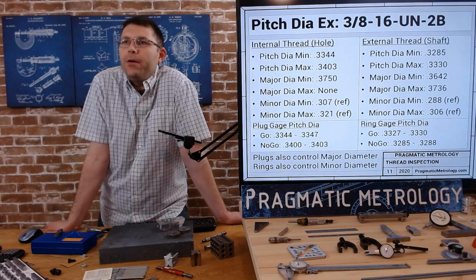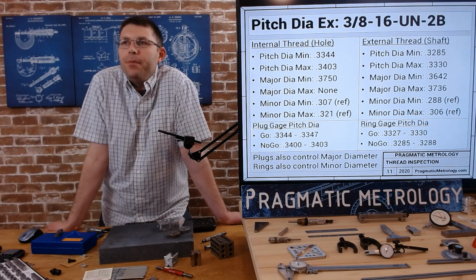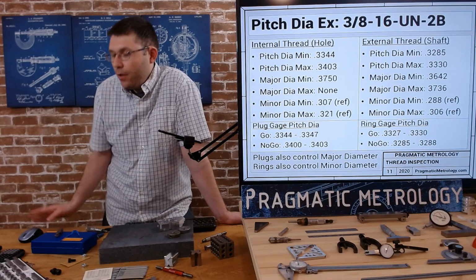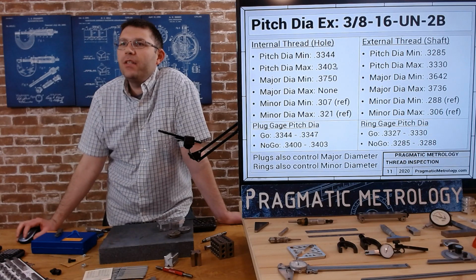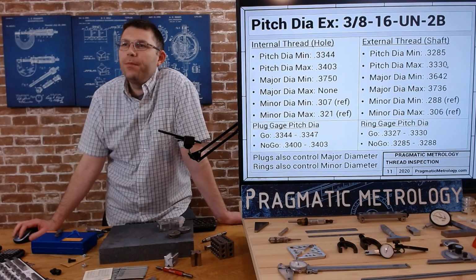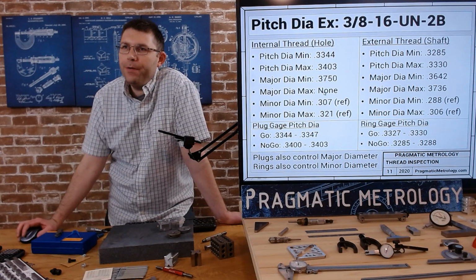So internal thread hole, your pitch diameter on a 3/8-16 thread, class 2B: minimum 0.3344, maximum 0.3400. So you've got about 6 to 7 thousandths of difference there. On your external thread, 0.3285 to 0.3330, so it's even smaller. For your external, you have a smaller clearance. You have a major diameter minimum, but you don't have a maximum on an internal thread.